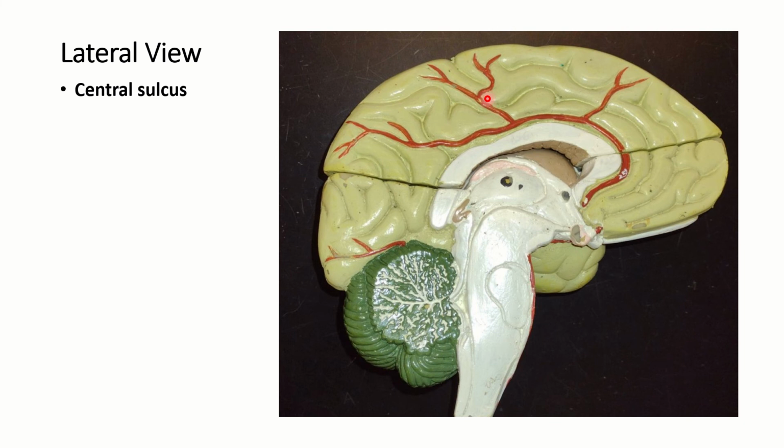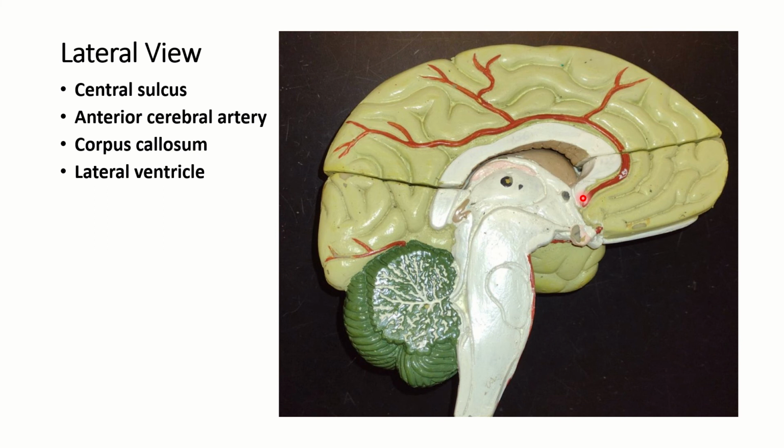The central sulcus is here, so this is the frontal lobe. Anterior to the central sulcus is the frontal lobe, not anterior lobe, frontal lobe. This is the anterior cerebral artery, as you can see from the medial view. Corpus callosum. This is the lateral ventricle. Choroid plexus.